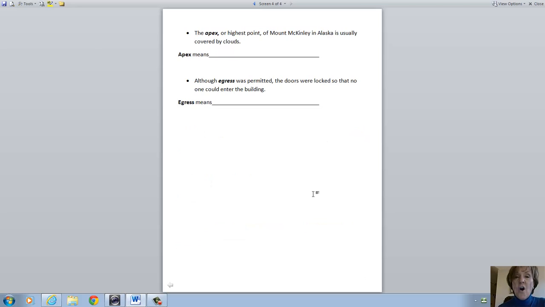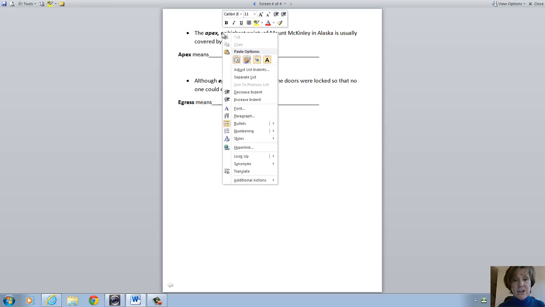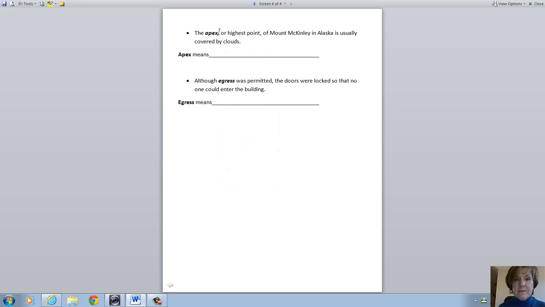The apex, or highest point of Mount McKinley in Alaska, is usually covered by clouds. Well, here again, we've got the definition. There's that word or. That tells you that definition is coming. Or highest point. Same thing. Synonym, definition: the apex or highest point of Mount McKinley is usually covered. So apex means highest point.